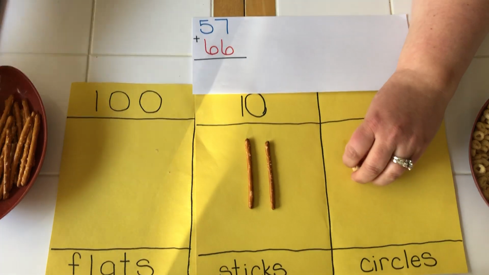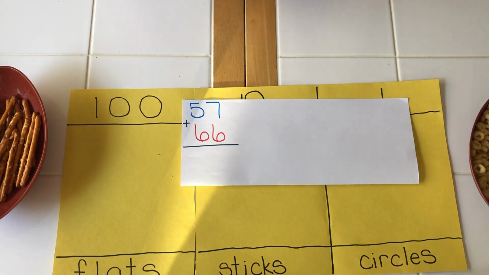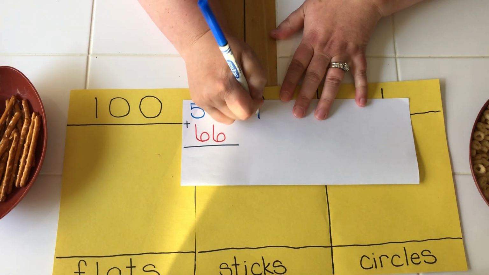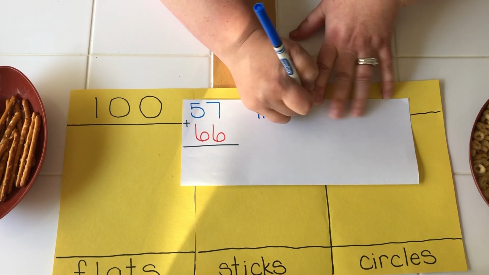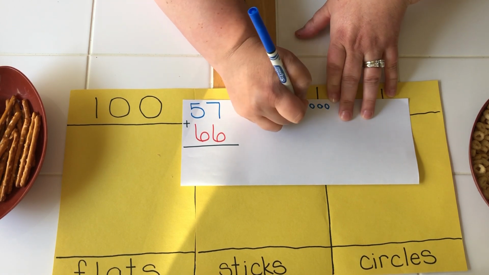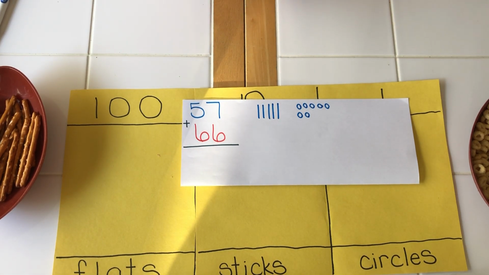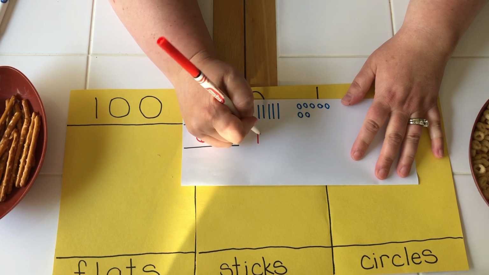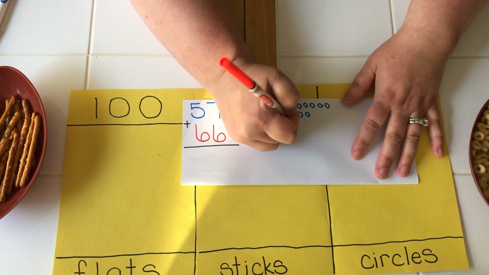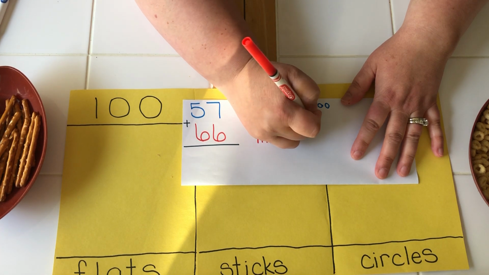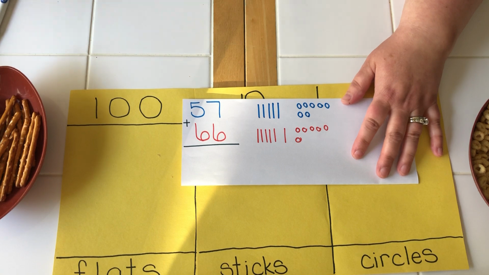Now I'm going to show it on the paper. The first number is 57. 10, 20, 30, 40, 50. 1, 2, 3, 4, 5, 6, 7. Then I'm going to do 66, 10, 20, 30, 40, 50, 60, and 6. 1, 2, 3, 4, 5, 6. Now I'm going to add it together.